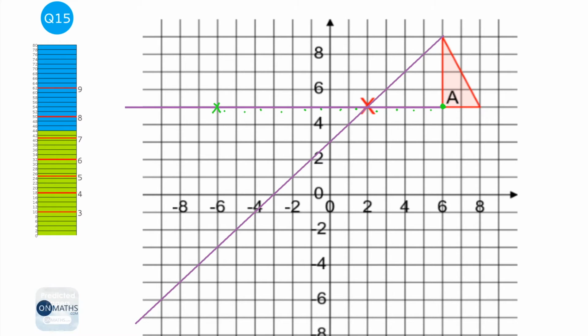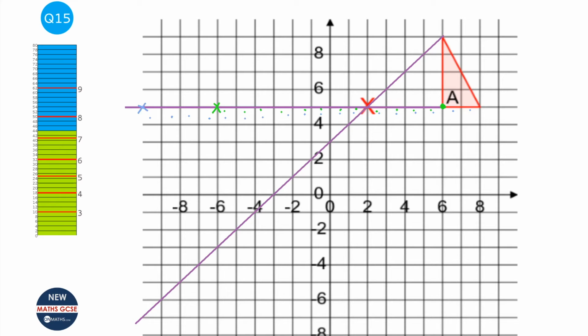Okay. For the next one, let's do the bottom right one. So we're going to go 1, 2, 3, 4, 5, 6, three times. So we're just right on the edge there.